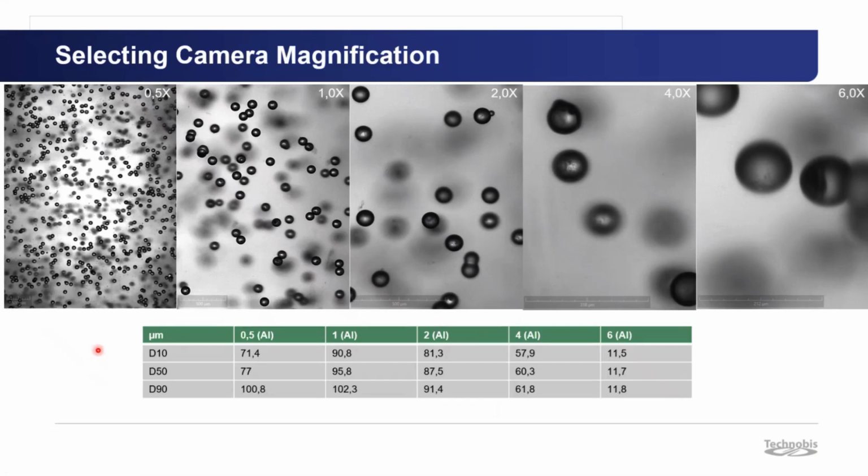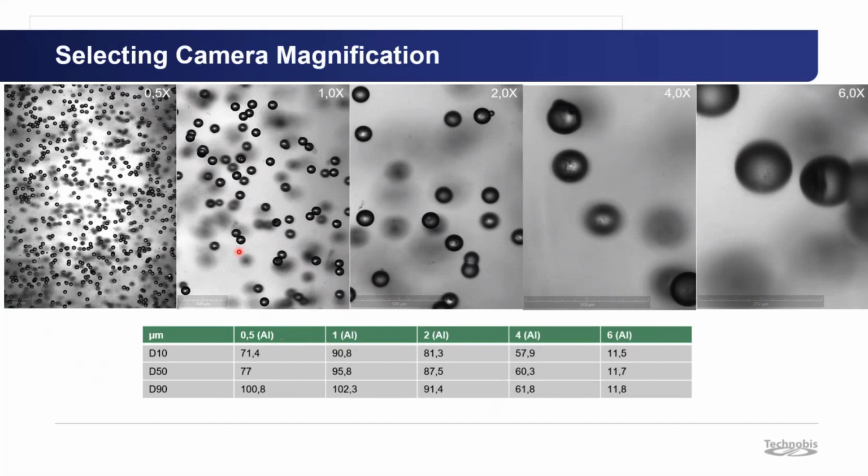So first you need to select a camera magnification. This is an example we have of 100 micron spheres in each camera magnification that is offered by Technobis. From this, we then did the analysis by the AI in order to see which camera was best suited for these size particles. We have done this with several different size particles on each magnification, and this can be made available to you on request.